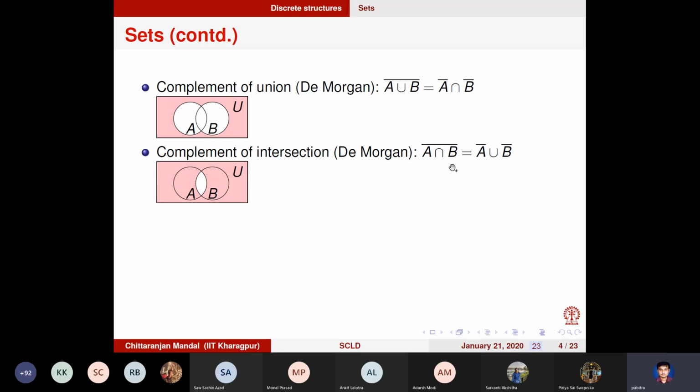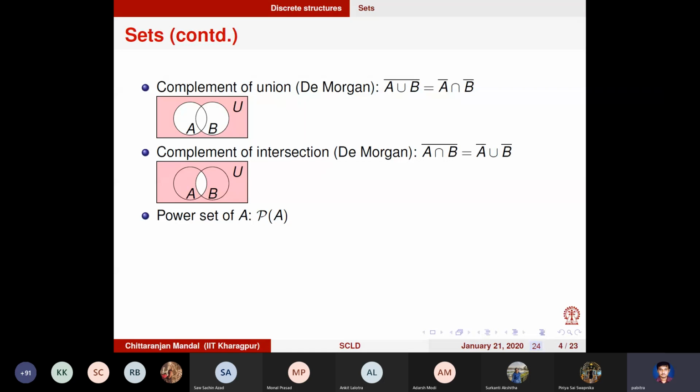You have the dual De Morgan's law; we'll come back to this. Every algebra has some dualities in terms of its operators, and we'll talk about these dualities. The difference between the first law and the second law is only that we have interchanged the union with the intersection. So it's the dual law of the first law. What does the dual law say? That the complement of A intersection B is the complement of A union the complement of B. So this is another law, and this also you can easily verify using the Venn diagram.